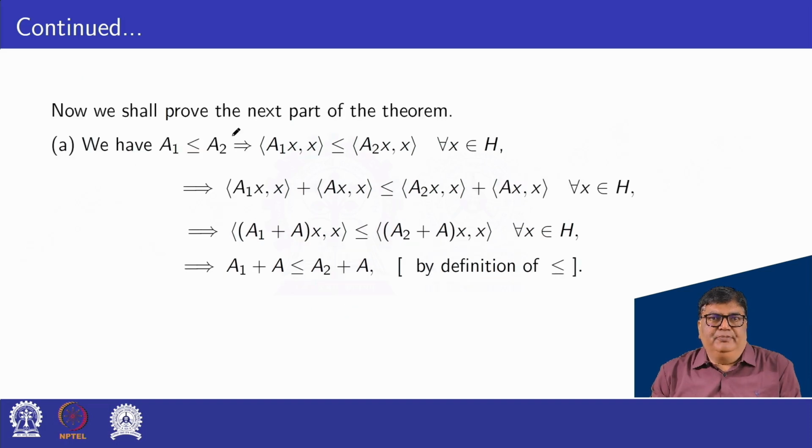Now we shall prove the next part of the theorem. We have A1 less or equal to A2. This implies that the inner product of A1x and x is less or equal to the inner product of A2x and x. Adding the inner product of Ax and x to both sides of this inequality.